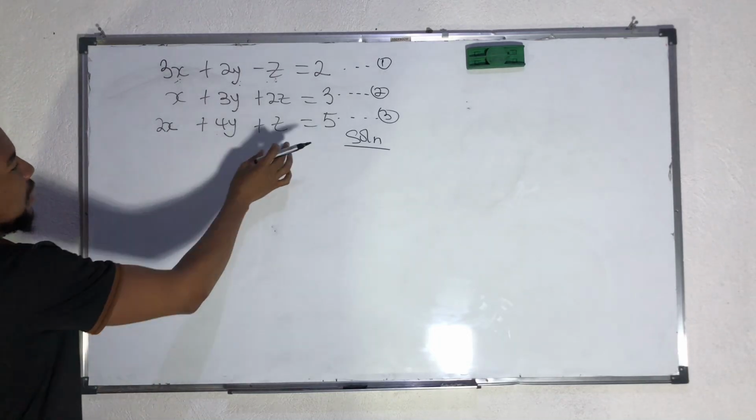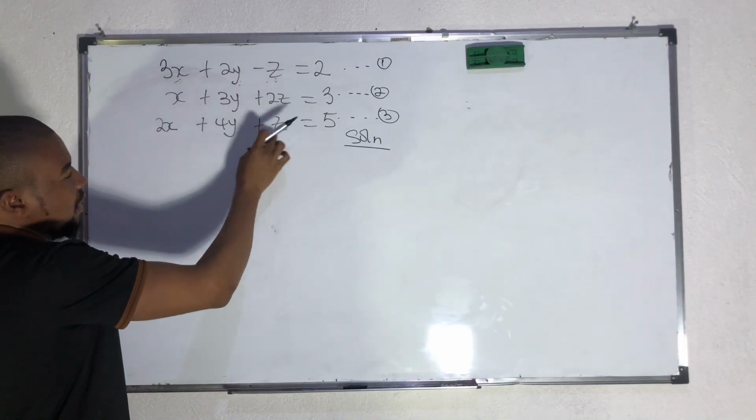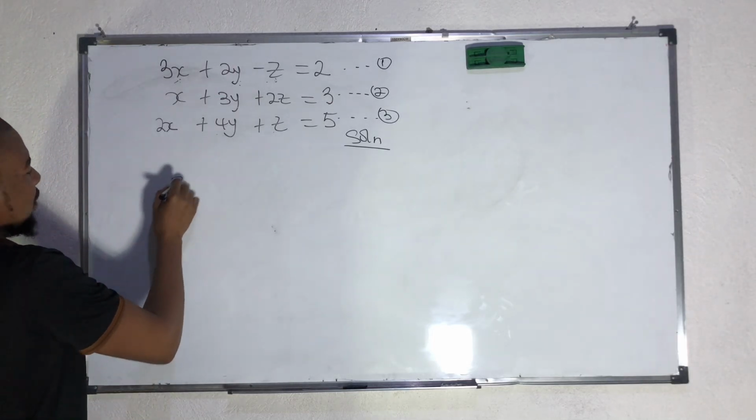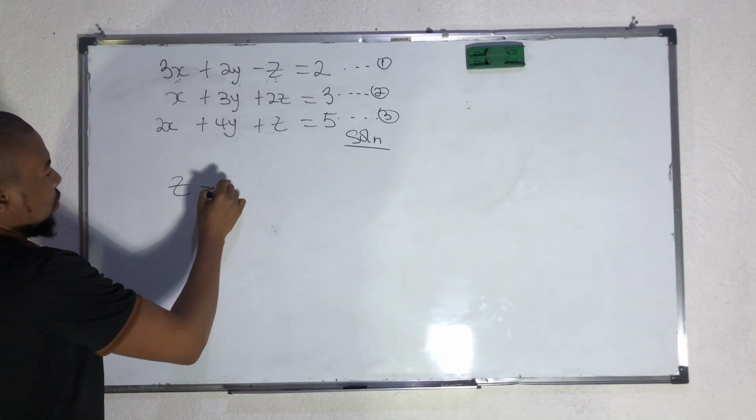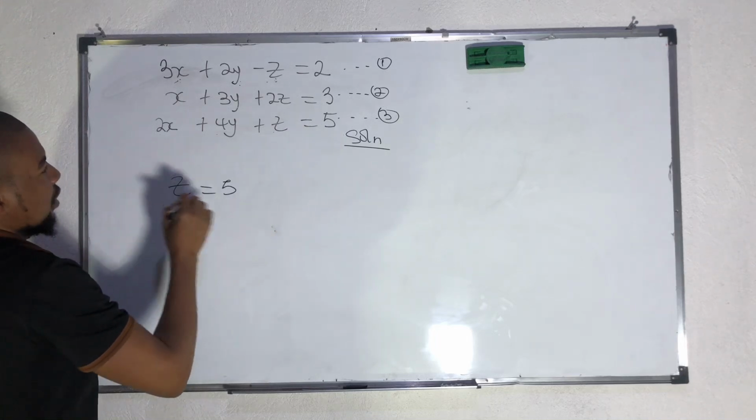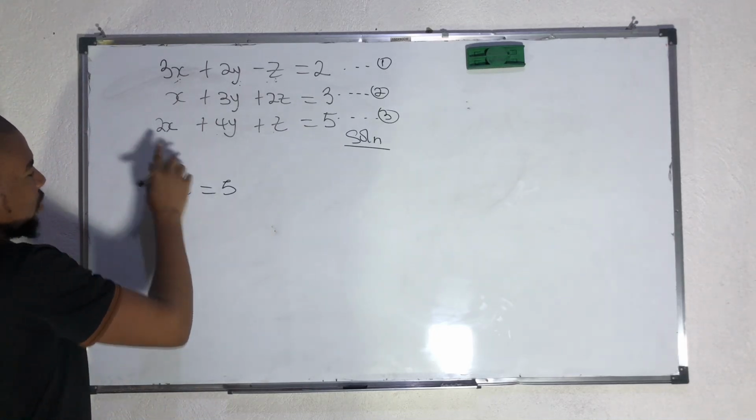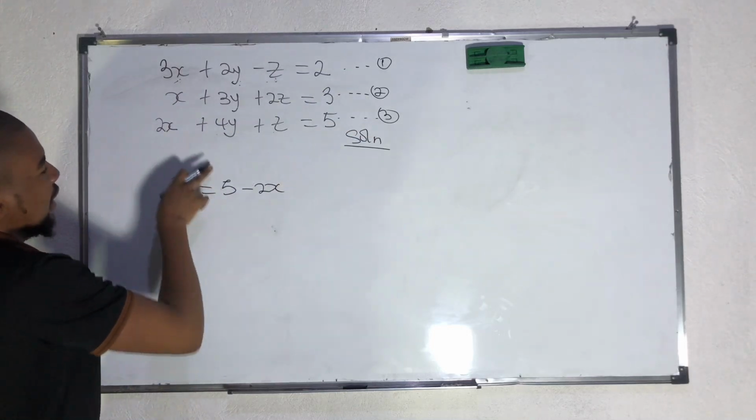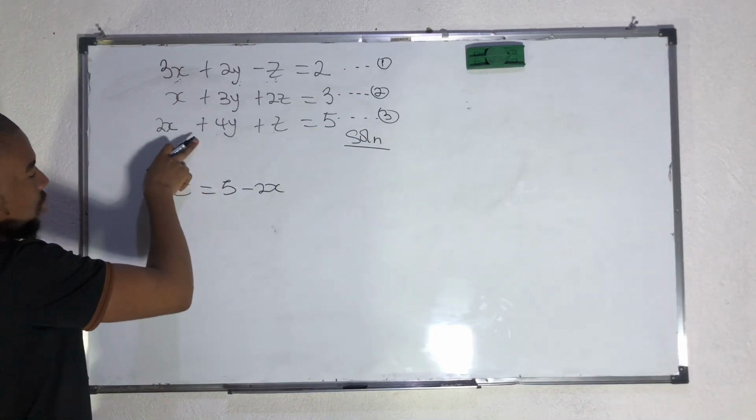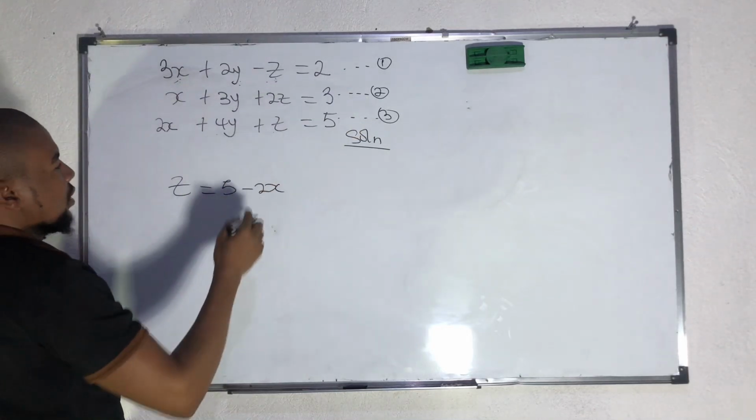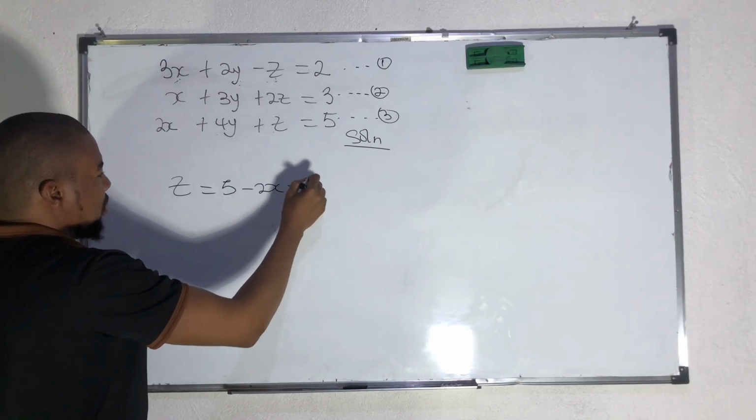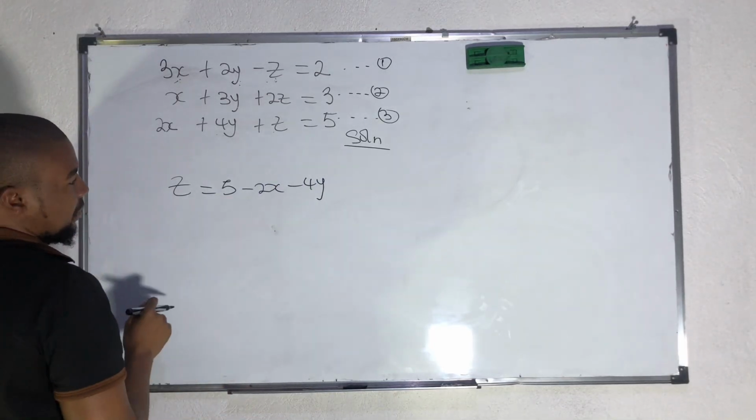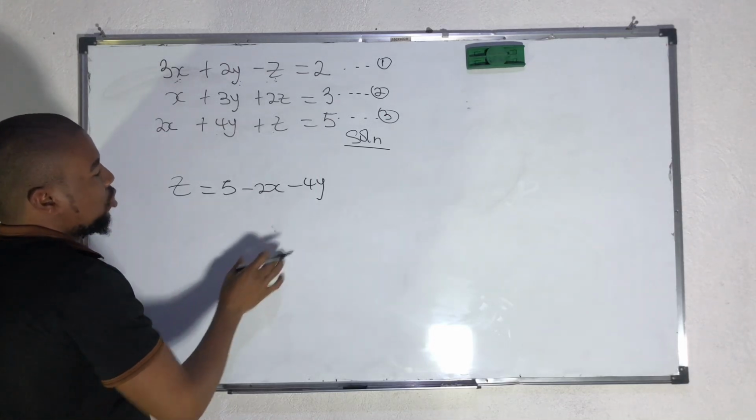For example, let's say you choose to make z the subject of the formula in equation 3. What will you have? You now have z is equal to 5, the 5 on the right. Here you have a 2x, it's a plus, it's not going to be a minus 2x, that is if it crosses over to the other side. And here you have a plus 4y, if it crosses over to the other side, it's not going to be a minus 4y. Therefore, your z is equal to everything here, right?